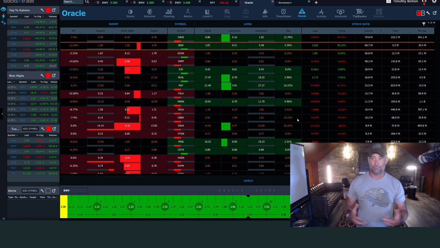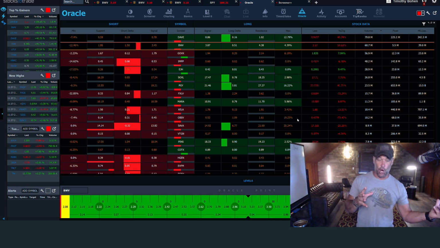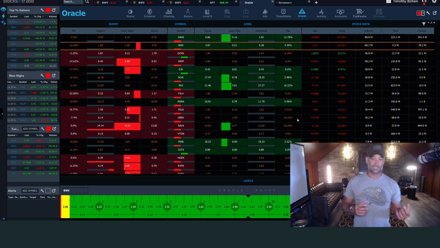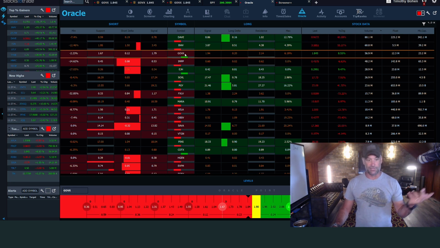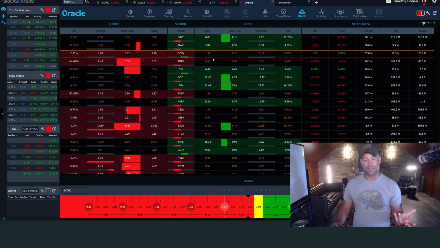You know what price they are, you know how much they're up, you can see the market cap, the float, all of the long as well as short resistance levels, etc. And then you've got an indicator that tells you whether the stock is currently bullish or bearish. Just an immensely powerful tool.